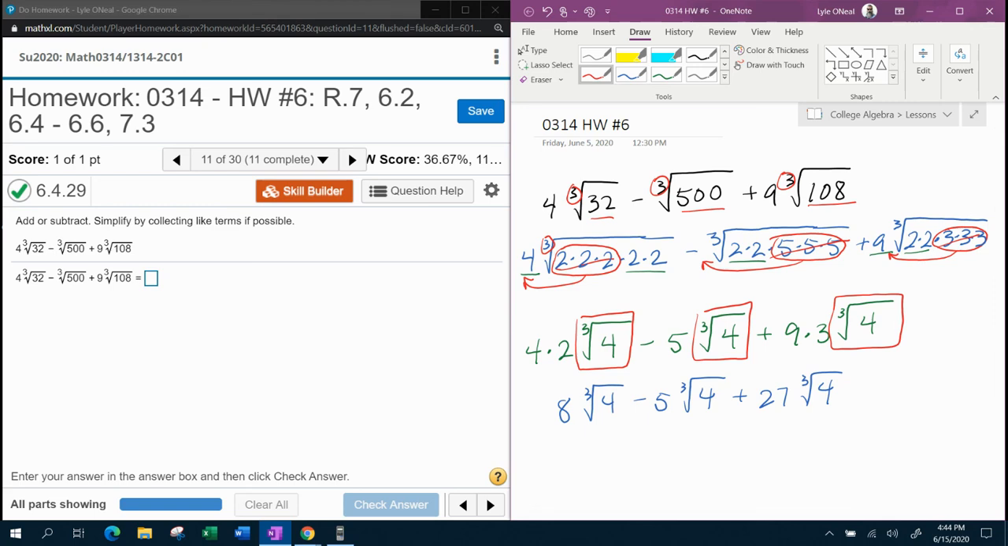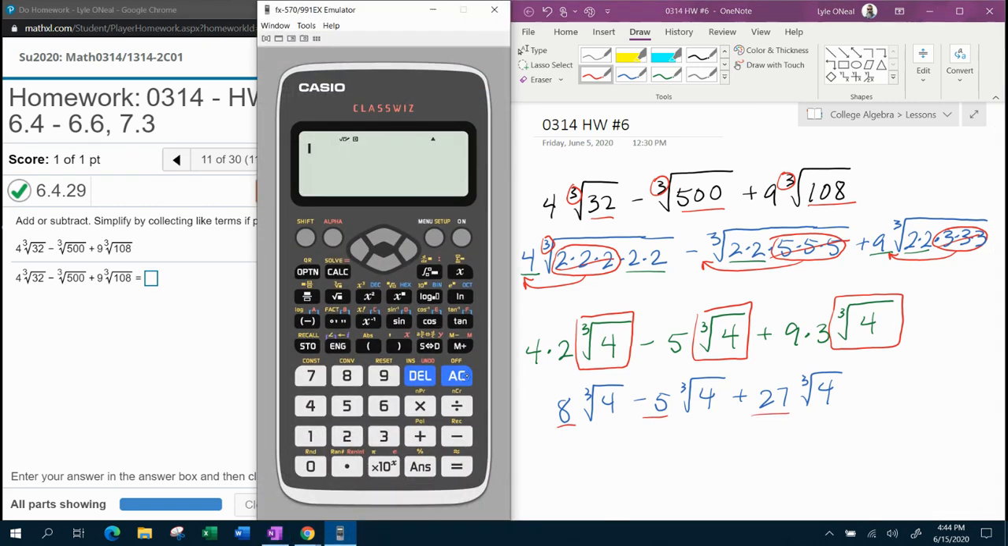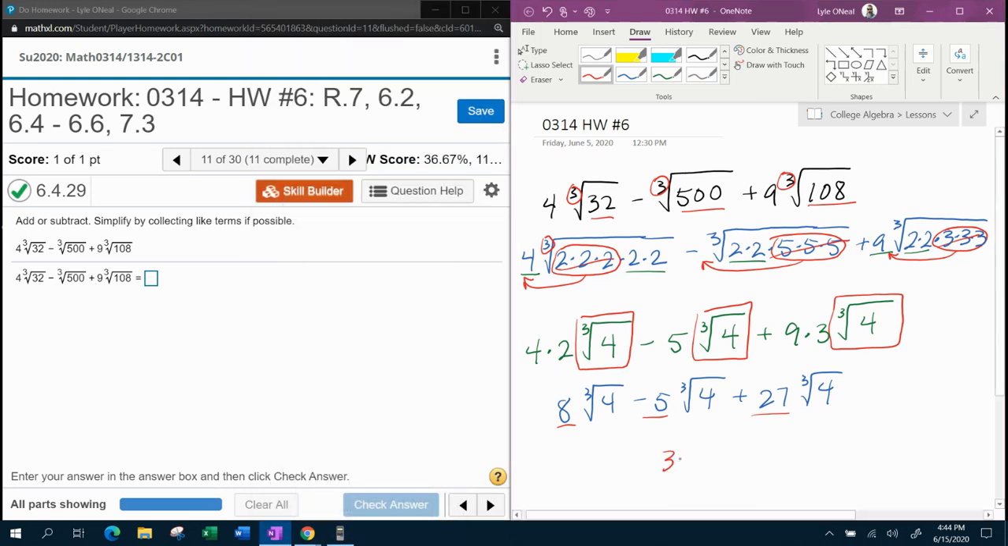And then I'm going to add the coefficients. 8 minus 5 plus 27. That's 30 cube root of 4.